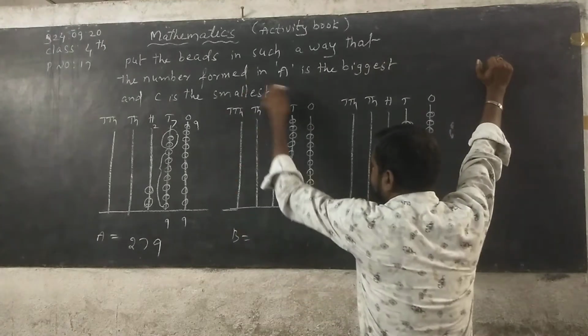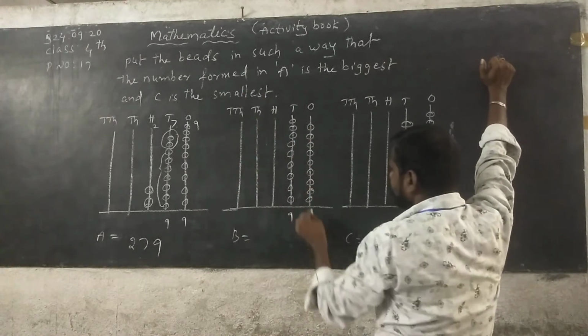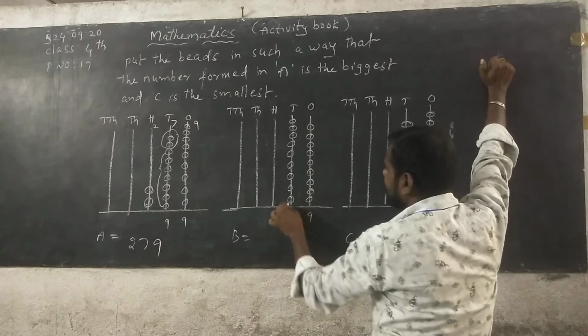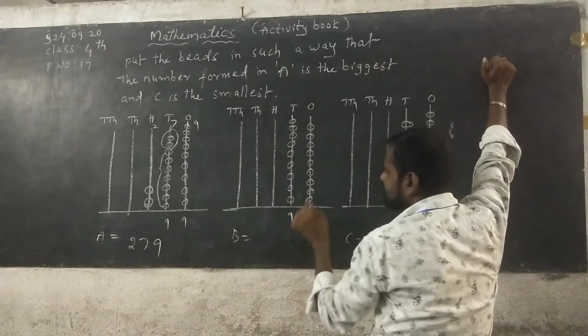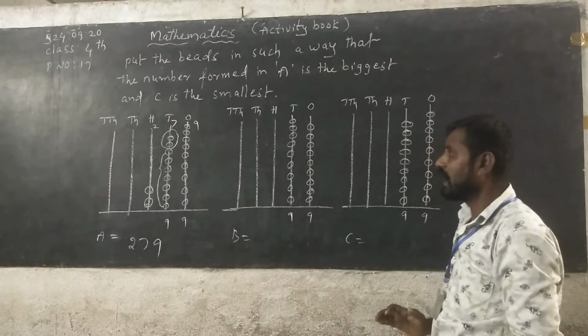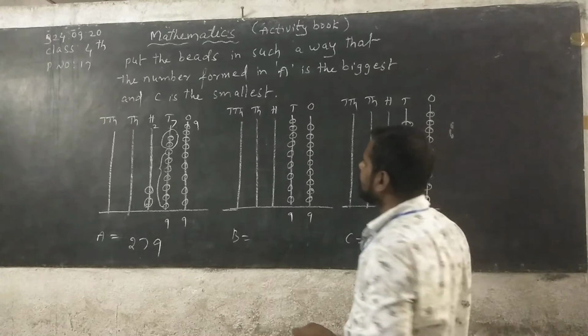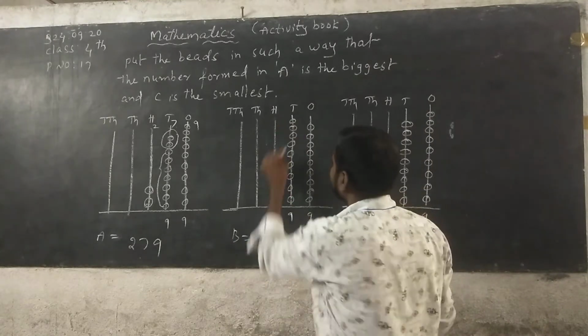In this figure, 9 beads in ones place and 9 beads in tens place, the total number is 99. Now I am taking 1 bead from tens place to hundreds place.